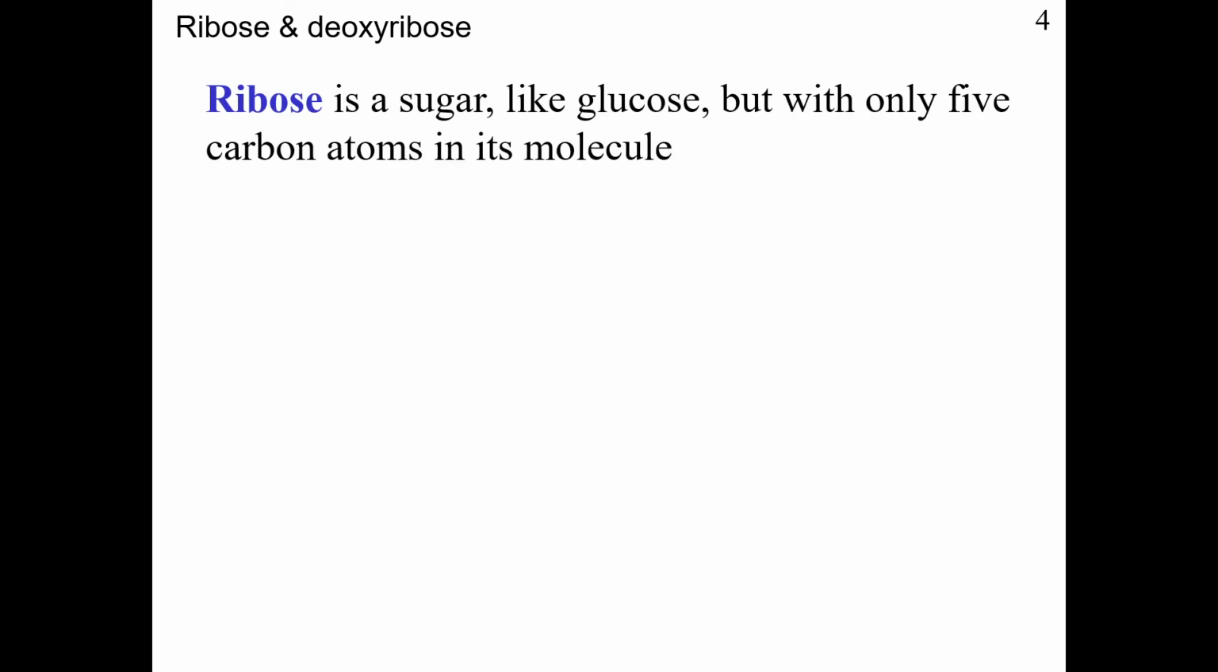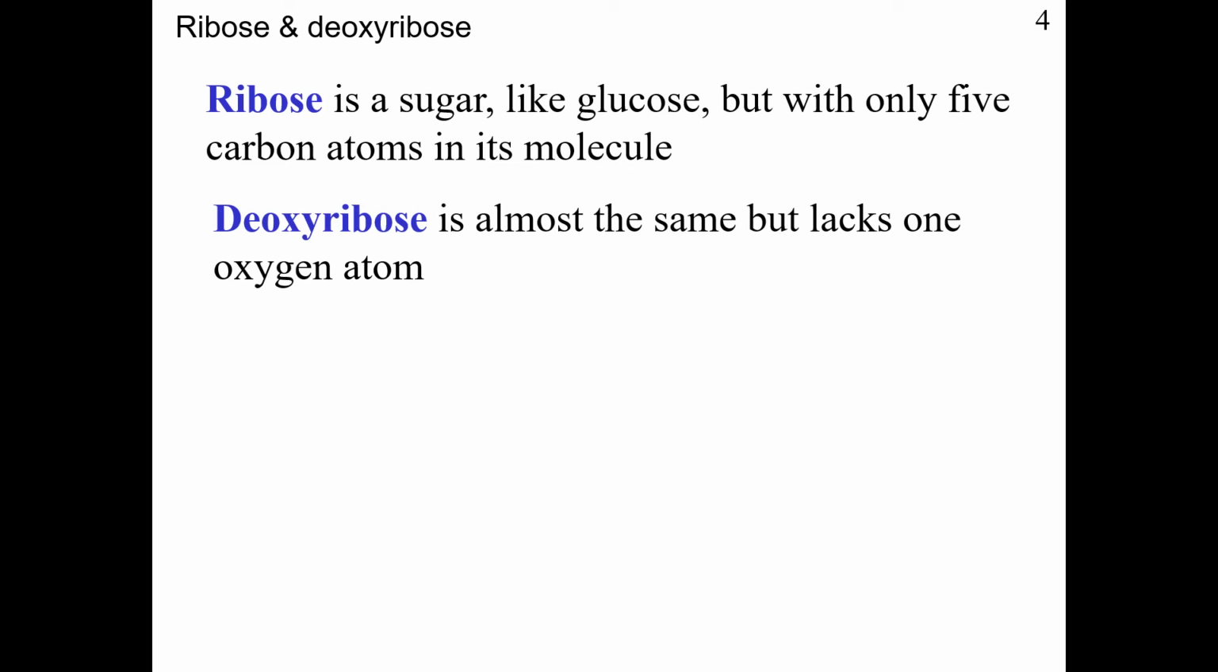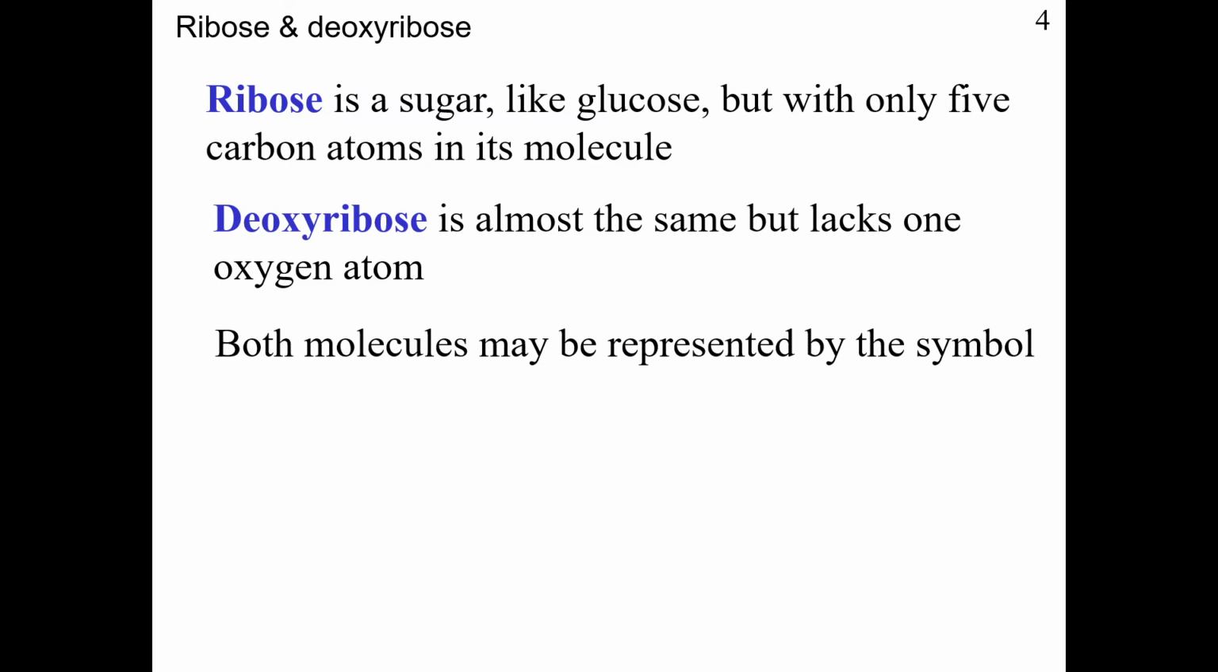Ribose is like glucose, but it only has 5 carbon atoms in its molecule. Glucose has 6, ribose has 5. Deoxyribose is basically the same, but there's 1 less oxygen atom on it, so it's a little bit different than regular ribose. That's why they call it deoxyribose, because it's lost an oxygen atom. And both molecules are represented by this pentagon here. So they use pentagons to represent 5 carbon circles like that. They use hexagons for 6.